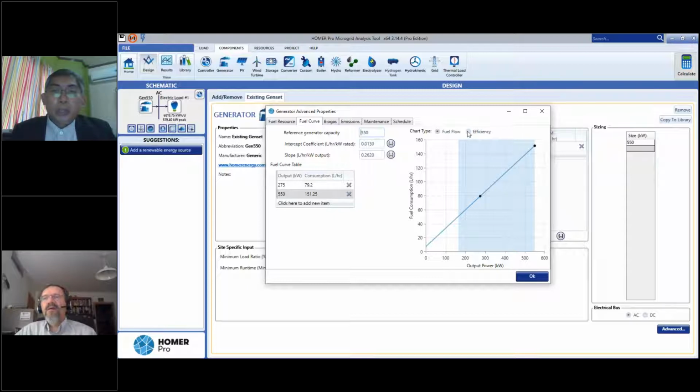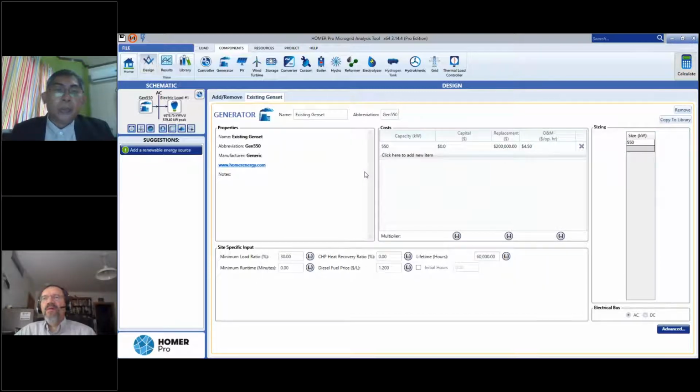But if you click on the efficiency, you can see that the efficiency curve on the operating range of the genset has a low variation, and as you can see, the efficiency suddenly drops below that minimum load requirement. So we want to operate the genset mostly on the high part of its efficiency. Okay, so that shows the fuel curve and the efficiency curves.